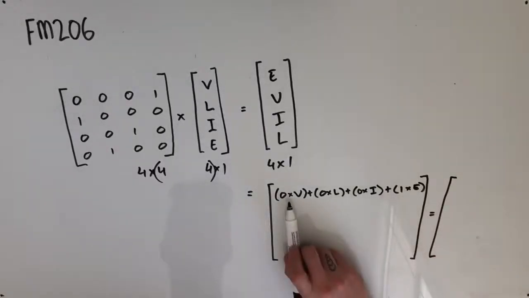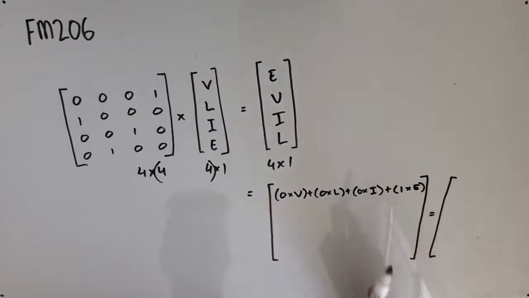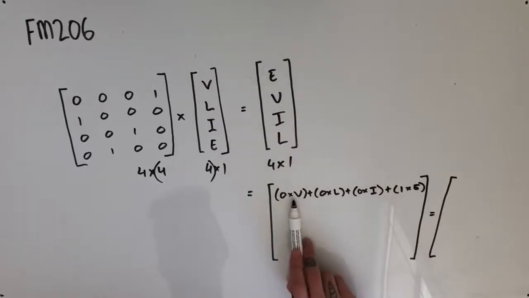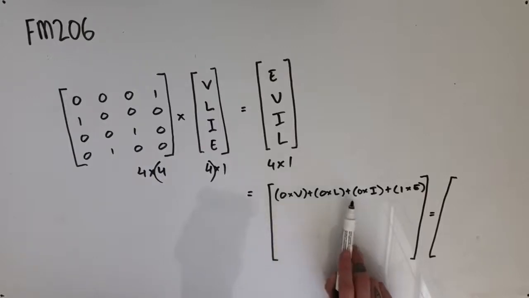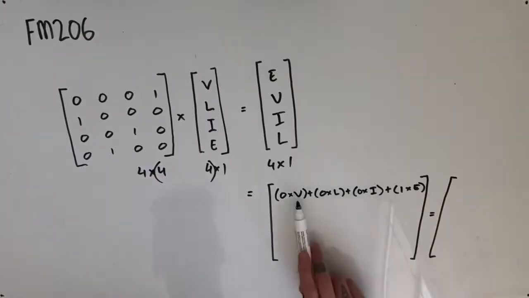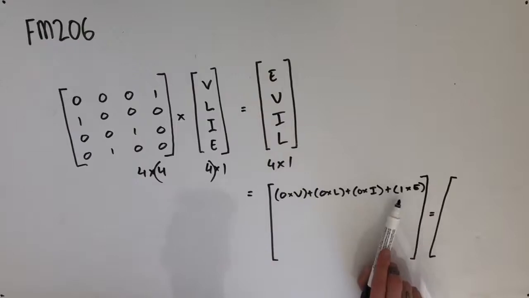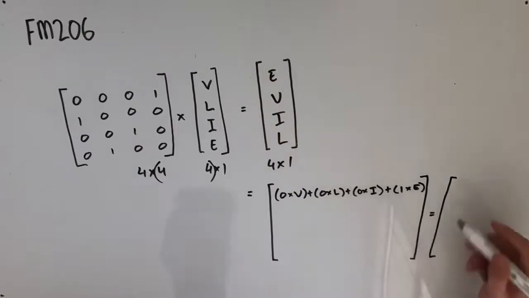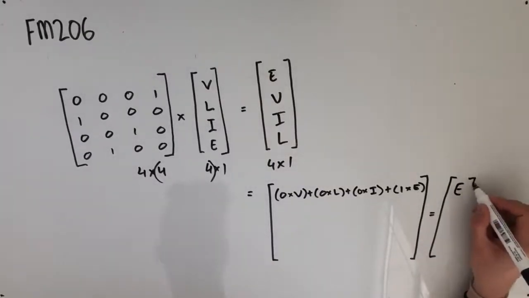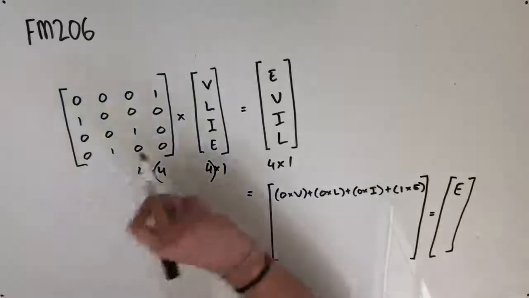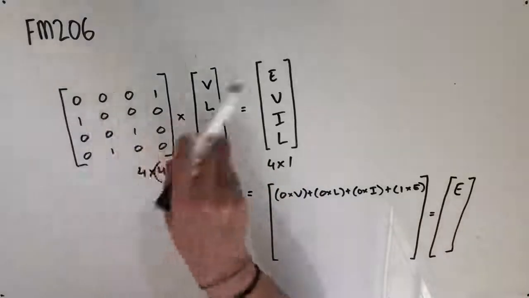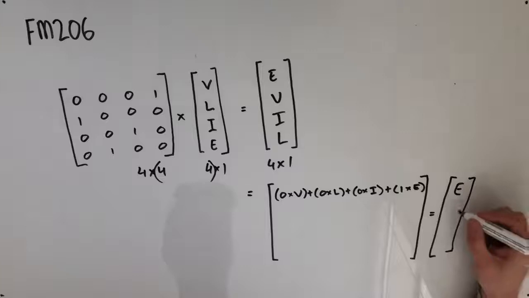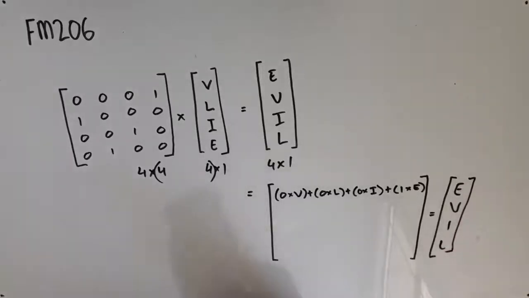So if we were to multiply it all together and add it all together, 0 times V would be 0, plus 0 times L would be 0, so I've got 0 plus 0, and 0 times I would also be 0. So we'd have 0 plus 0 plus 0 plus 1 times E, which is what leaves us with an E in our answer. That same process can be followed with the rest of the rows and columns along here, and you'll get your answer, evil. So our answer, evil, of course, is option C.